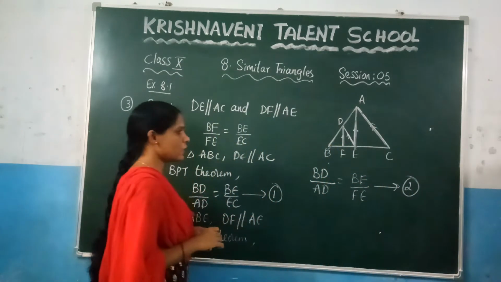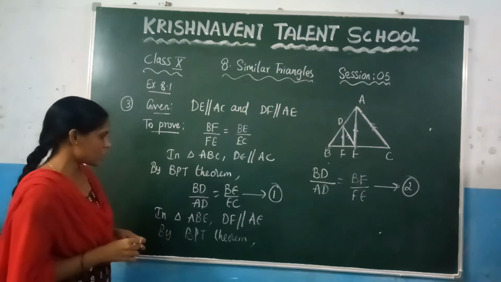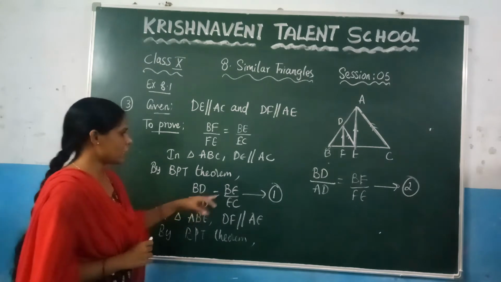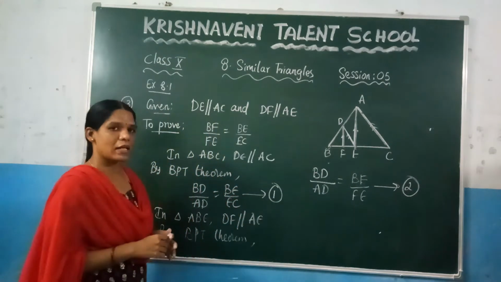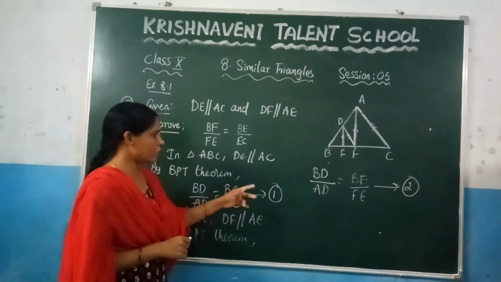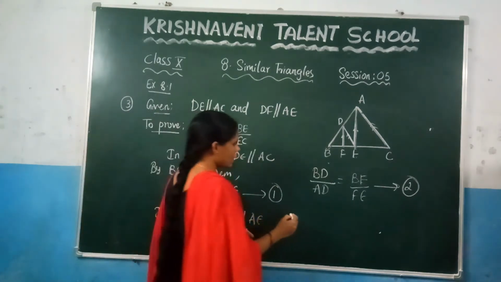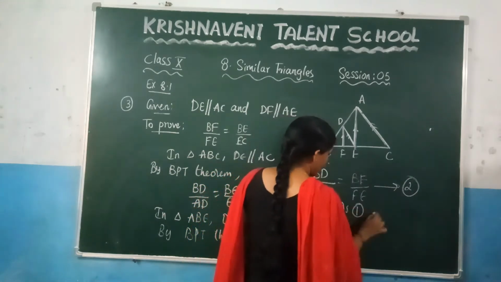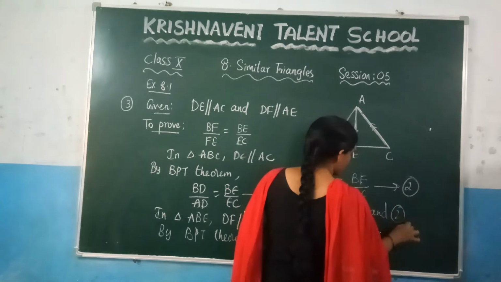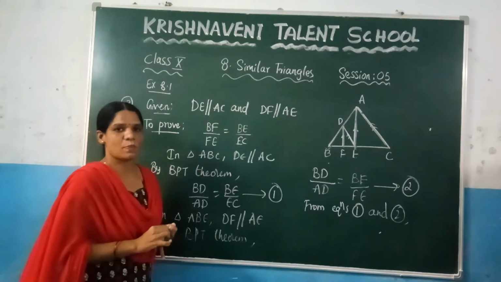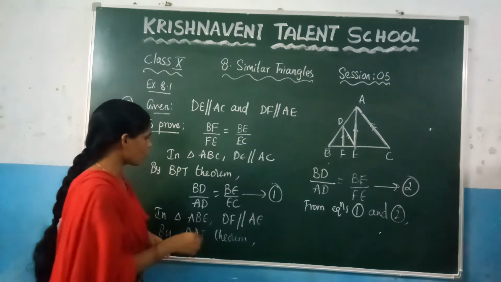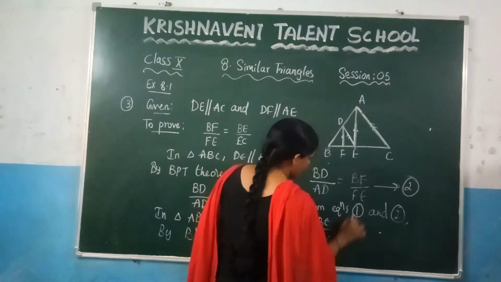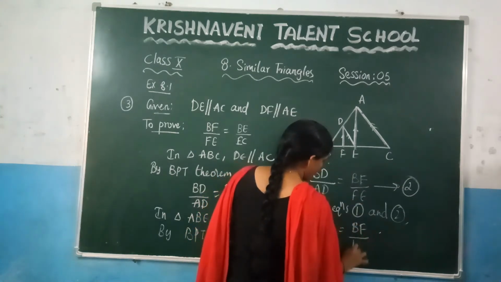Now you can compare equations 1 and 2. If you compare equations 1 and 2, you can observe that the LHS part is the same, right? Here BD by AD is there, here also BD by AD is there. Since the LHS parts are equal, we can equate the RHS parts. So write it here, from equations 1 and 2, what you can conclude: since the LHS parts are equal, you can equate the RHS parts. So what is the RHS here? BE by EC is equal to BF by FE.